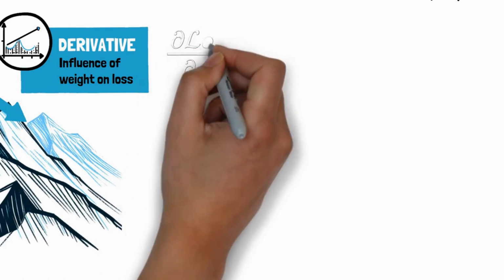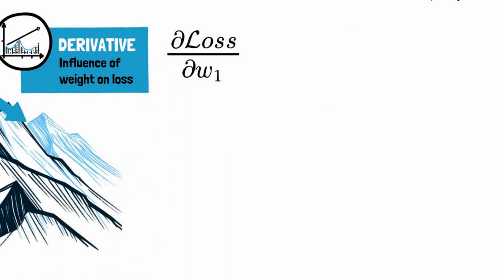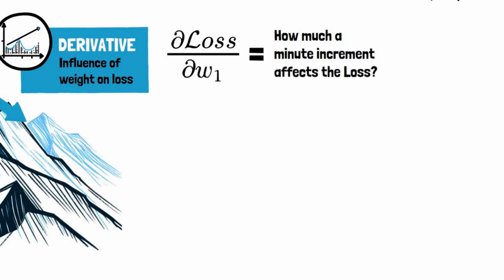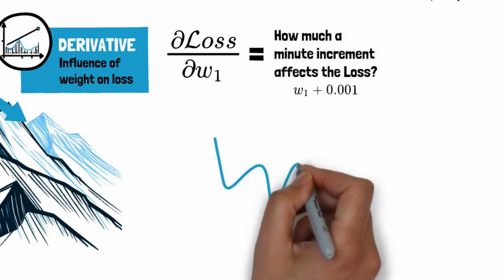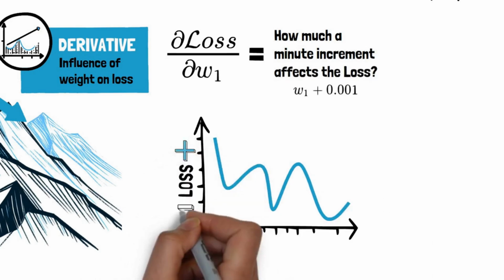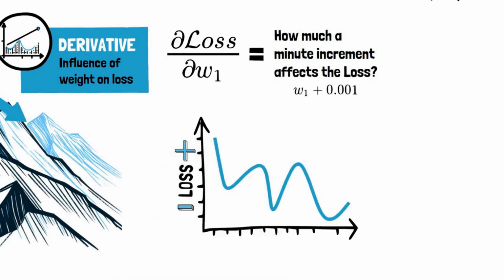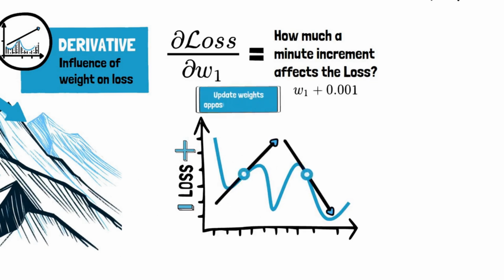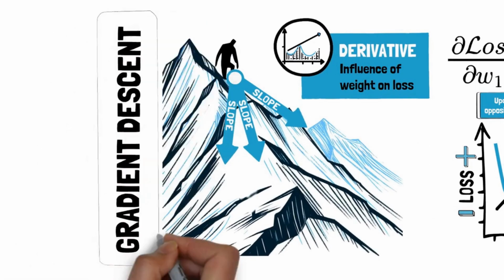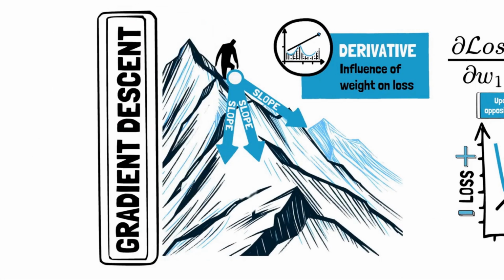Specifically, the derivative of the loss with respect to a weight tells us how much a minute increment to that weight will affect the loss. If we add a small amount to this weight, will the loss grow or shrink? By how much? The intuition is that once we know the derivative of a weight, we are in a position to update the value of the weight in the opposite direction of the derivative, which will make the loss go down. This is the key idea of gradient descent.